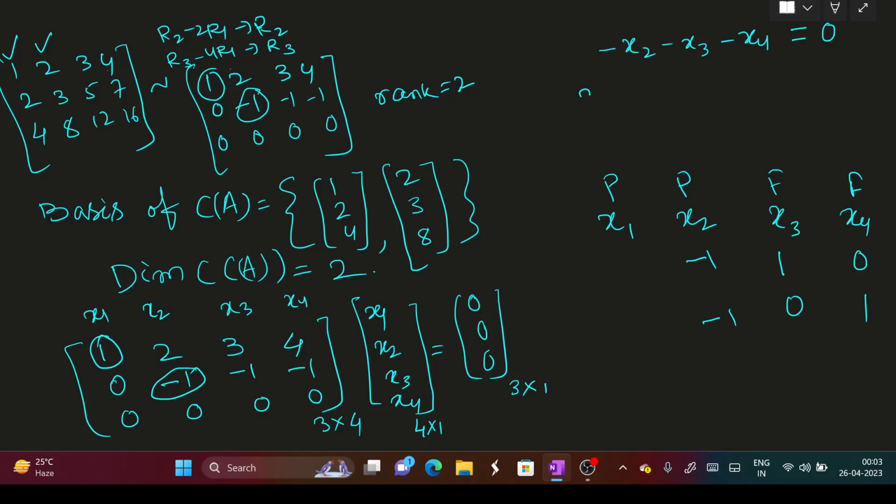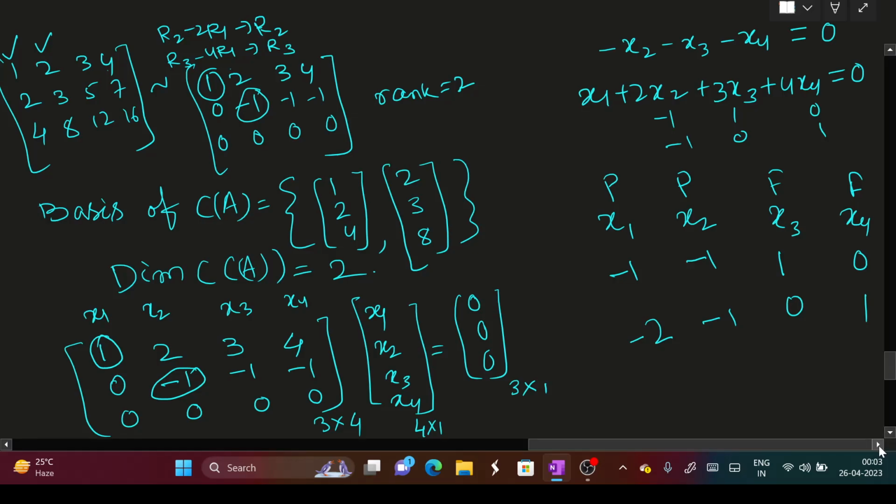Now the next equation is x1 plus 2x2 plus 3x3 plus 4x4 is equal to 0. For the first assignment, x2 is minus 1, x3 is 1, x4 is 0. It has no contribution from x4, so finally minus 2 plus 3 is plus 1. So x1 plus 1 is equal to 0, so x1 is equal to minus 1. For the second, x2 is minus 1, x3 is 0, x4 is 1, so it is minus 2 plus 4, that is plus 2, so x1 is minus 2.